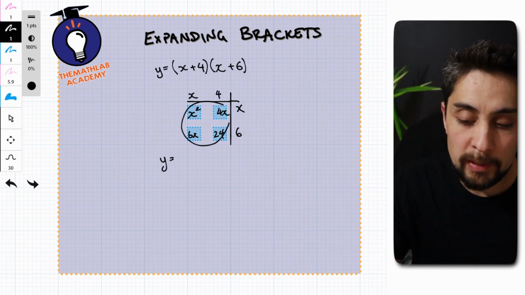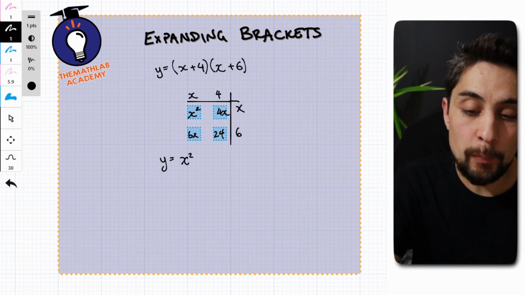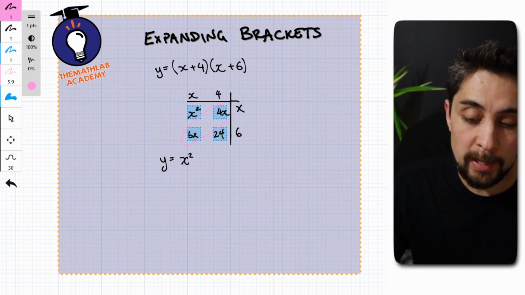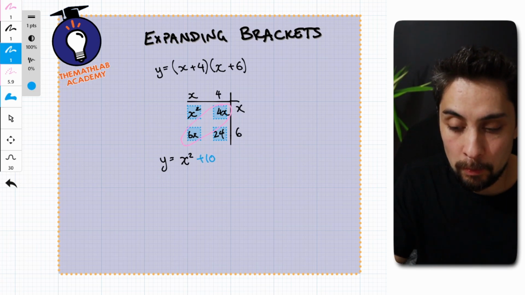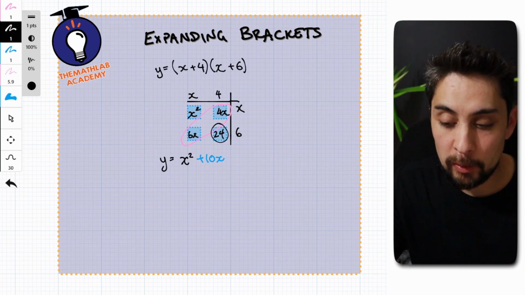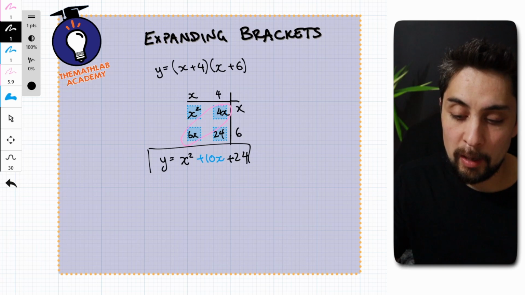Expanding these brackets out, we end up with y equals, that's just the same as before, and then we're going to add these numbers together. We start with the highest power, which is x squared, then we go to the next power down, which is x, and again we saw those on the diagonal, so adding those together we get 10x. And then lastly is our constant on the end, which is 24, and that is our quadratic.